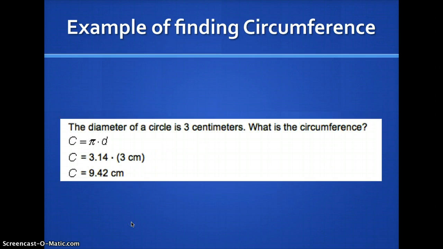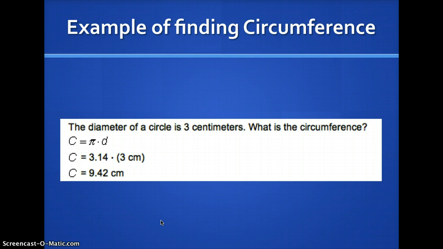Let's look at finding the circumference of a circle. On this one, it gives you the diameter of 3 centimeters. So you do pi times d, pi times diameter, so 3.14 times 3 centimeters, which is 9.42 centimeters.